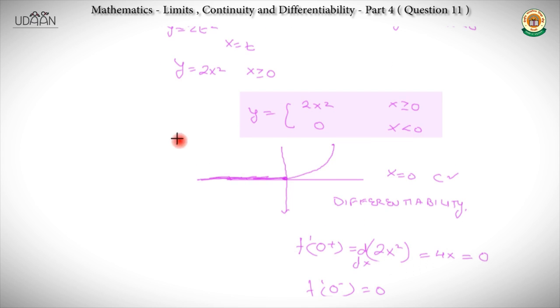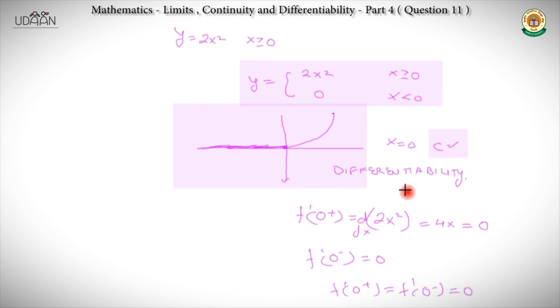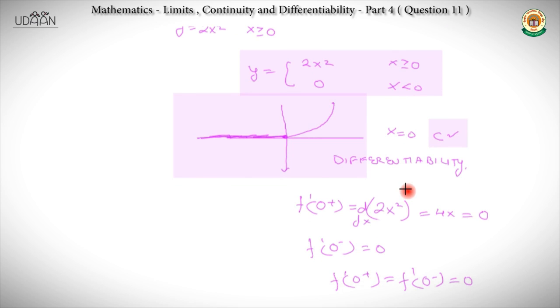Once we did that, we were very easily able to plot the graph, and when we plotted it, it was pretty obvious that this particular function is continuous at x equals 0. After that, once it's continuous, we didn't have to apply the first principle. We just had to differentiate the function at x equals 0 from both sides, and also make sure that the derivative is a definite number.